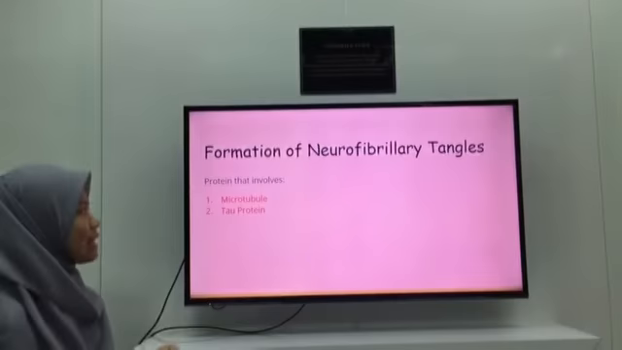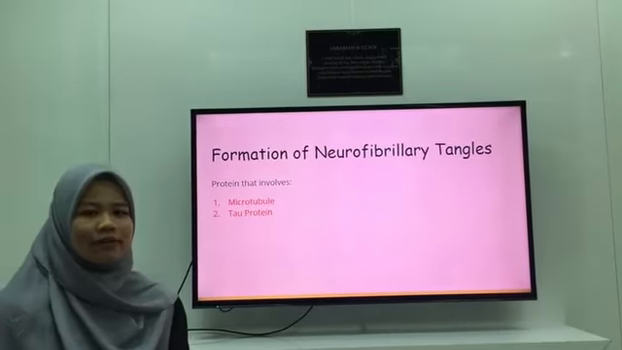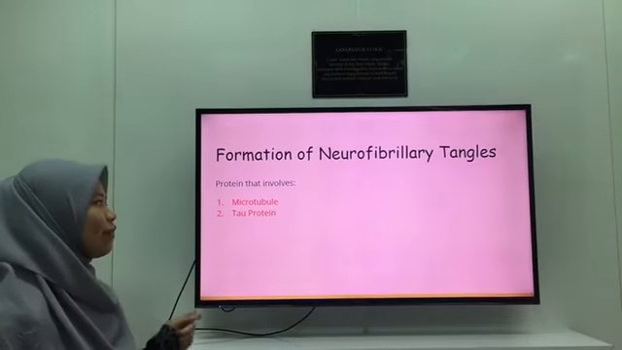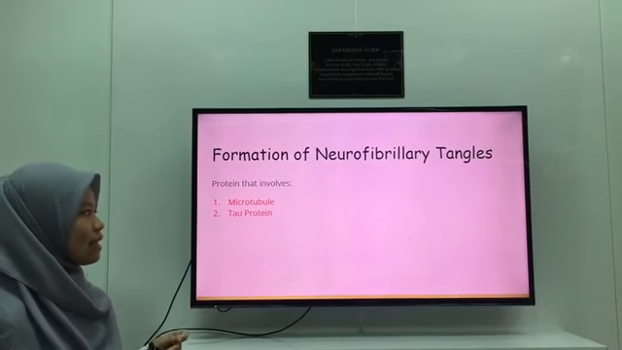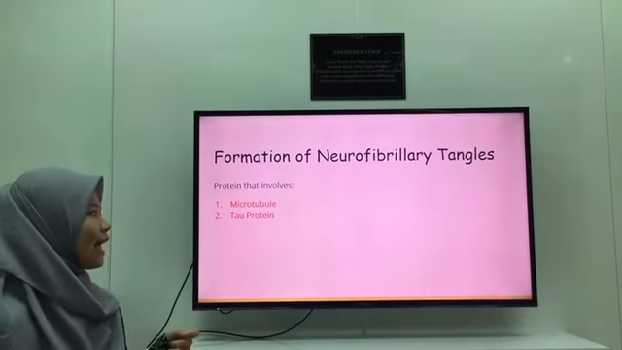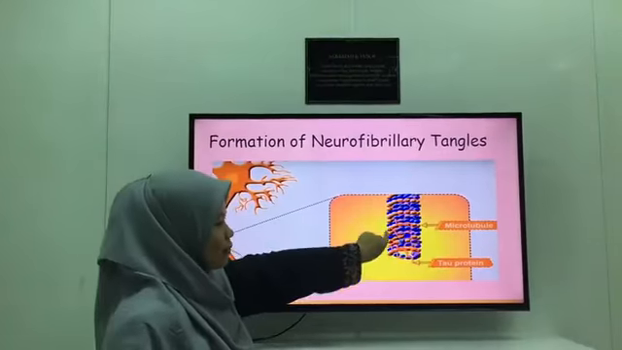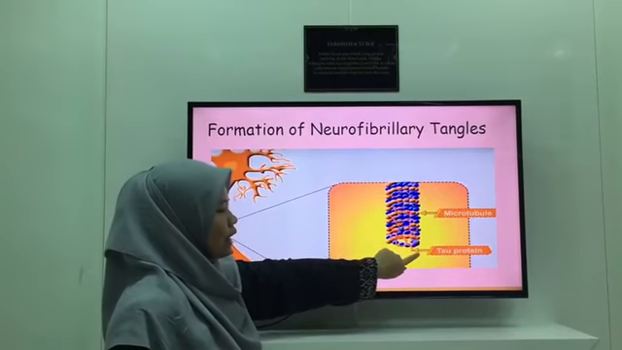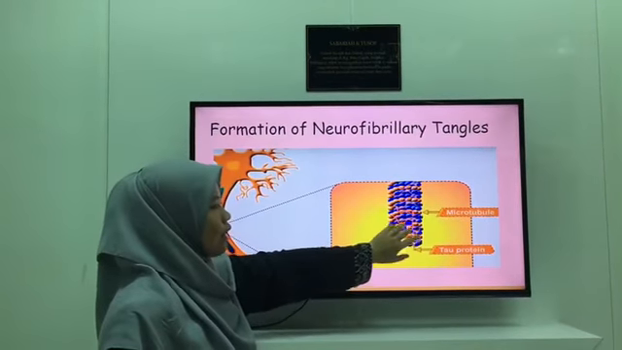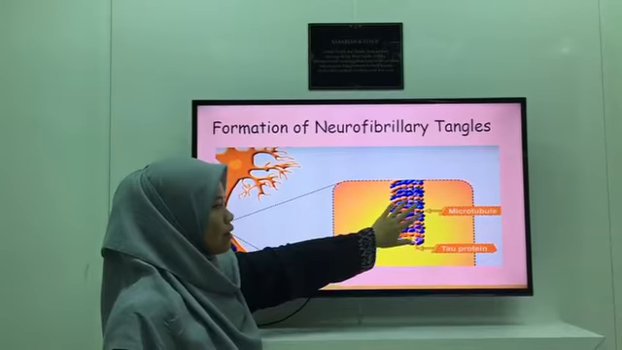The second one is the formation of neurofibrillary tangles. The proteins involved in this formation are microtubule and tau protein. This is the microtubule and this is the tau protein. The tau protein functions to hold the microtubule structure.